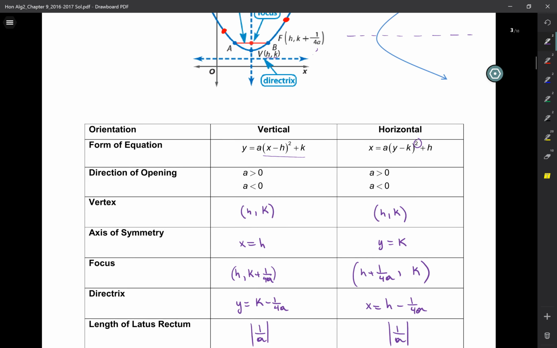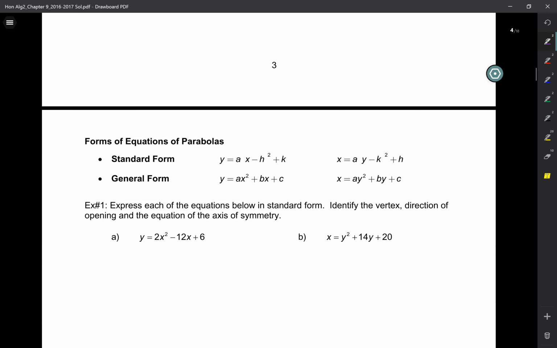So 1 over a is basically this distance. From the focus, if you go perpendicular, how far is it until you hit the edge of the parabola? All right, so let's do a couple of examples here.